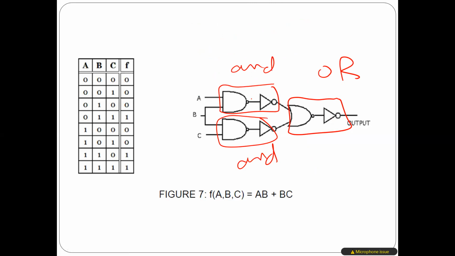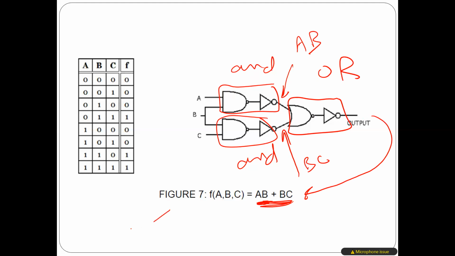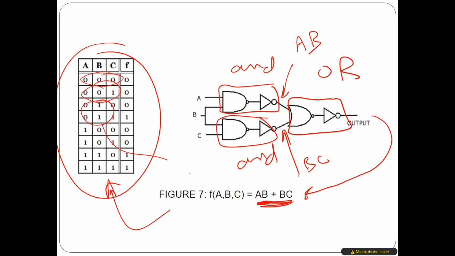So if you have here A and B, and here B and C, then at the output I'm going to get A and B or B and C, okay? And this is the truth table for it. I want you to practice. You can try these cases one by one, put them in, and see if the output is equal to this one or not. It should be equal for sure, okay?